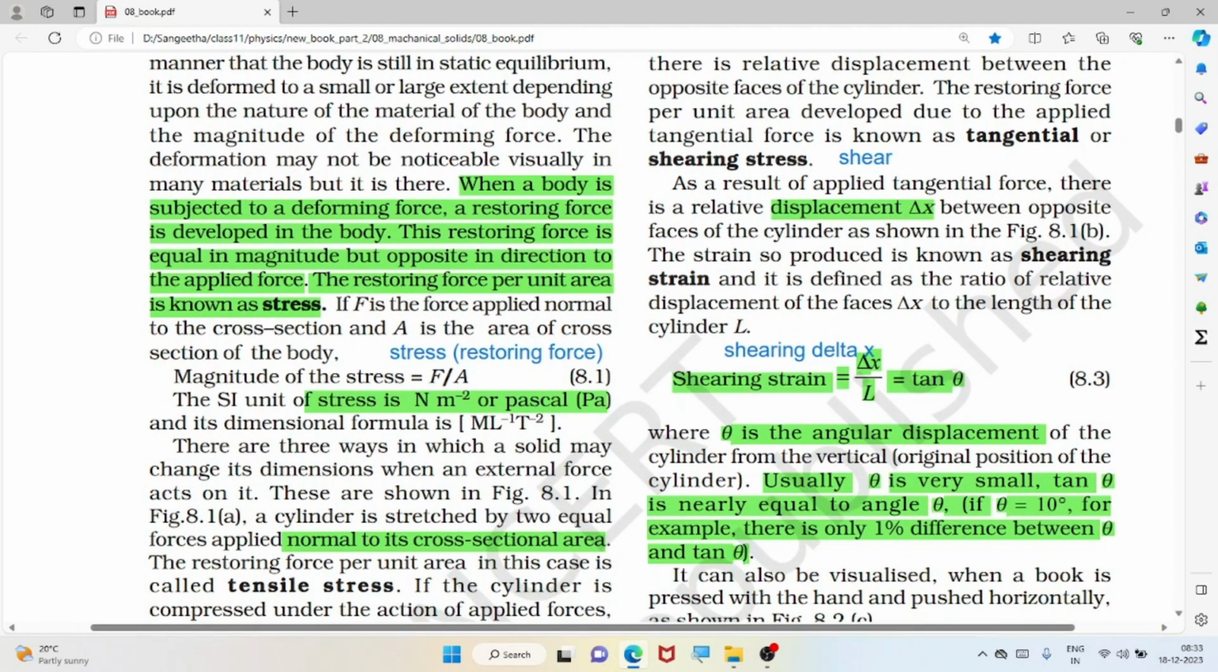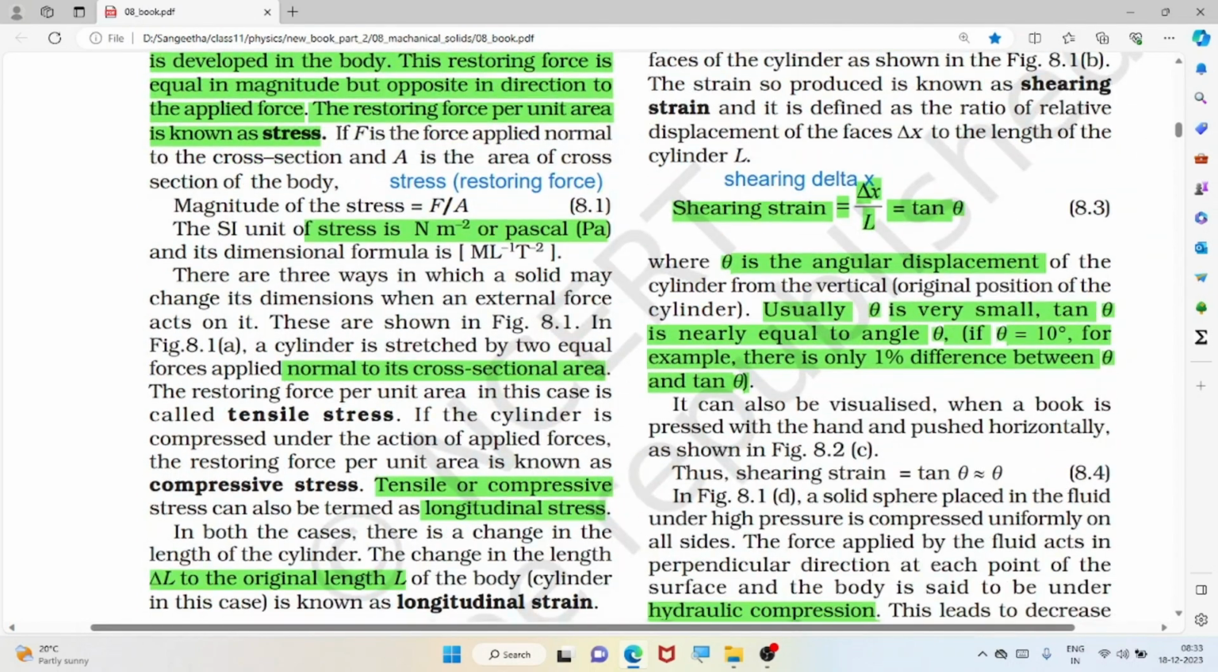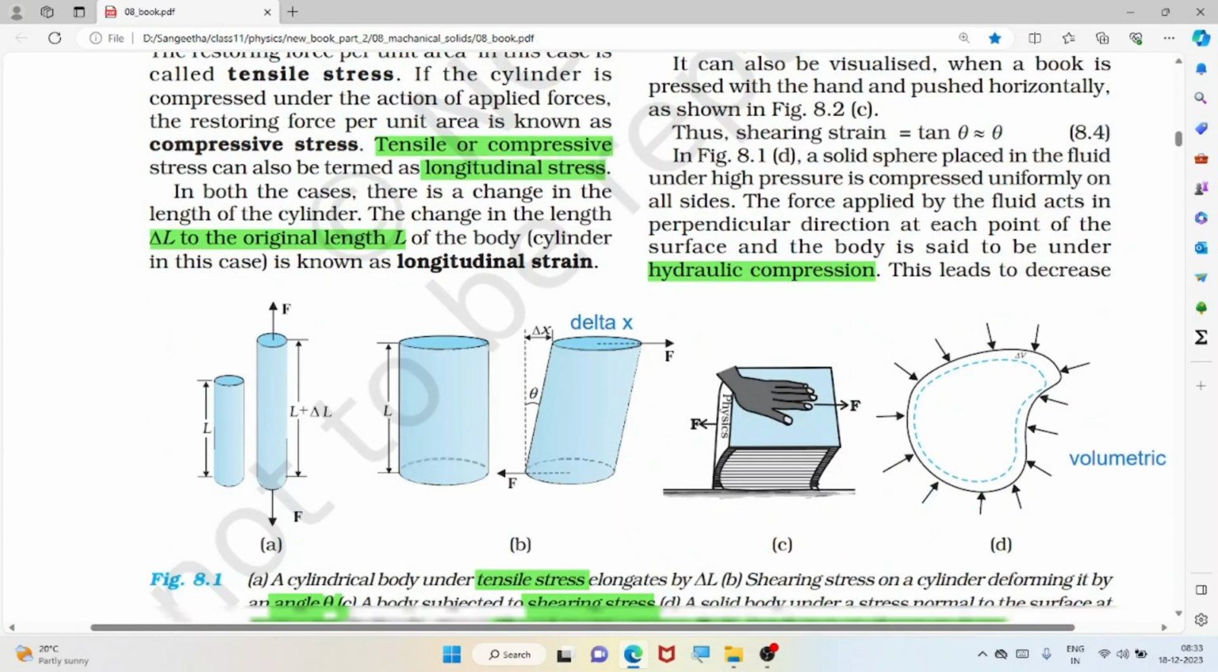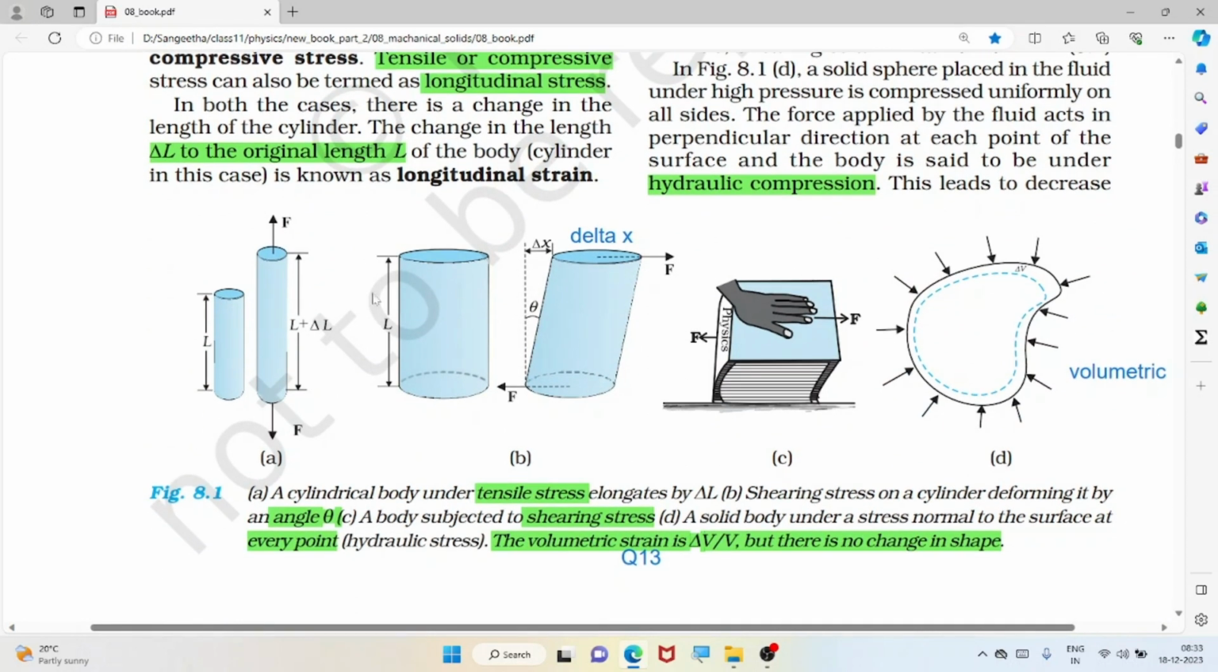Okay, there is a shearing stress also. Shearing strain is the displacement delta x divided by the original length, which is tan theta, when the angular displacement theta is very small. See, this is the longitudinal strain from tensile stress. And this is the shearing stress. The angle theta, tan theta equals delta x by L.